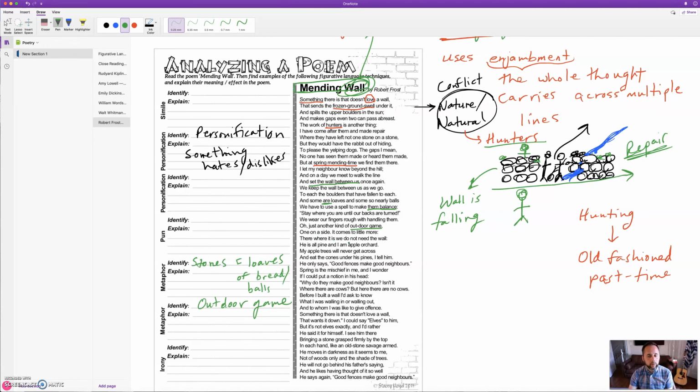"There where it is, we do not need the wall. He is all pine, and I am apple orchard." There's another metaphor, because the human beings are being turned into literally pine trees and apple trees.